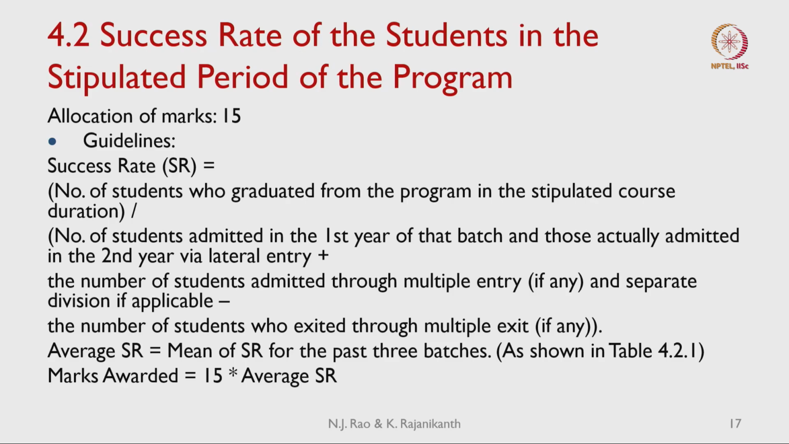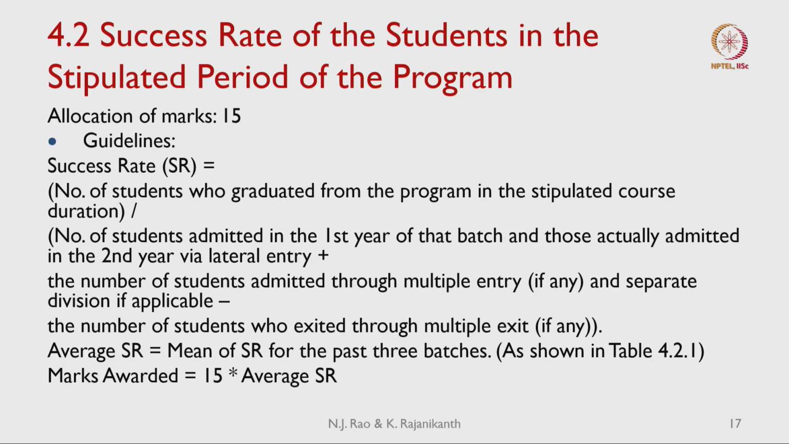So, we add them plus the number of students admitted through multiple entry if any and separate division if applicable, you add them, then subtract the number of students who exited through multiple exit program if any. As I mentioned, this has come into effect very recently in many of the universities. So, for most of the institutes these numbers may be zeros. Then take the average success rate as the mean of the success rates for the past 3 batches. Okay. We will show an example in the next slide.